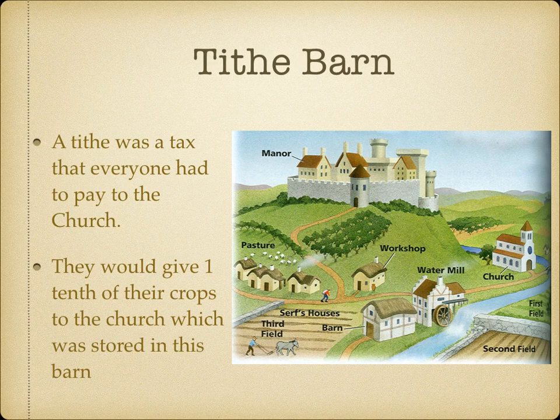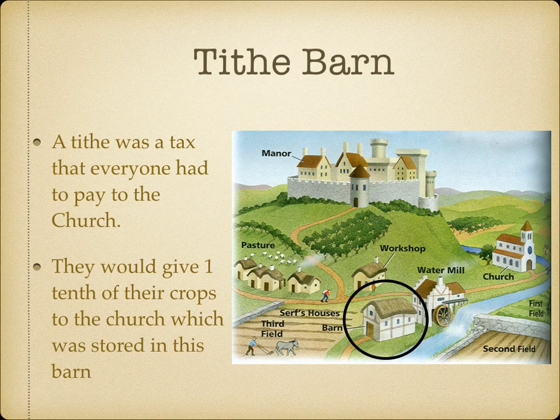There would also be a barn on the manor known as a tithe barn, and a tithe was a tax that everyone had to pay to the church. They would have to give 1/10 of their crops or their produce to the church, and it would be stored in this barn. It was one of the reasons the Catholic Church got so wealthy: they were getting 1/10 of everybody's things, and not only did it pay for the priests, but they were also making profits from these things.